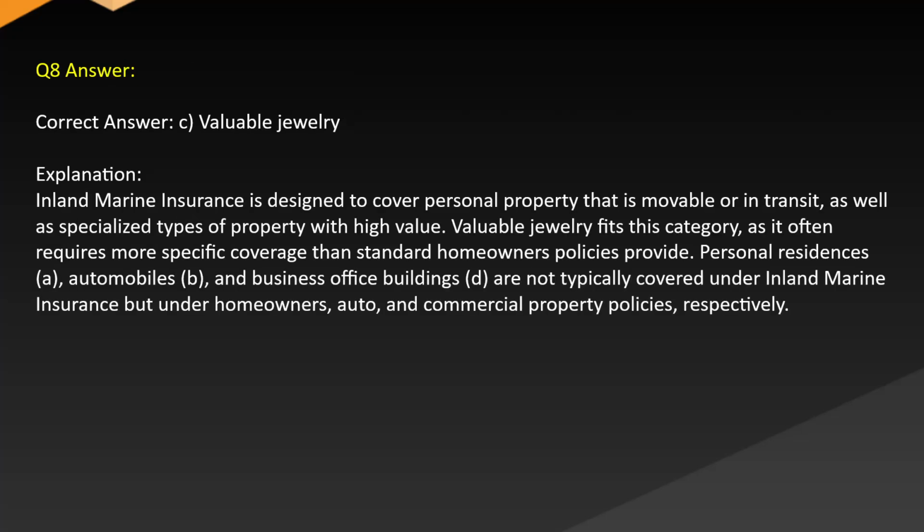Explanation. Inland marine insurance is designed to cover personal property that is movable or in transit, as well as specialized types of property with high value. Valuable jewelry fits this category, as it often requires more specific coverage than standard homeowners policies provide. Personal residences, A, automobiles, B, and business office buildings, D, are not typically covered under inland marine insurance, but under homeowners, auto, and commercial property policies, respectively.